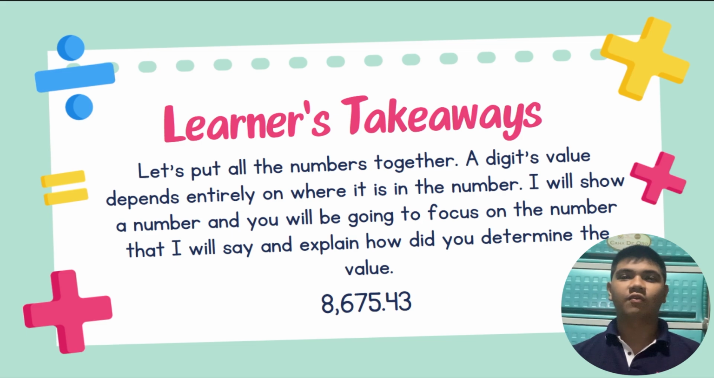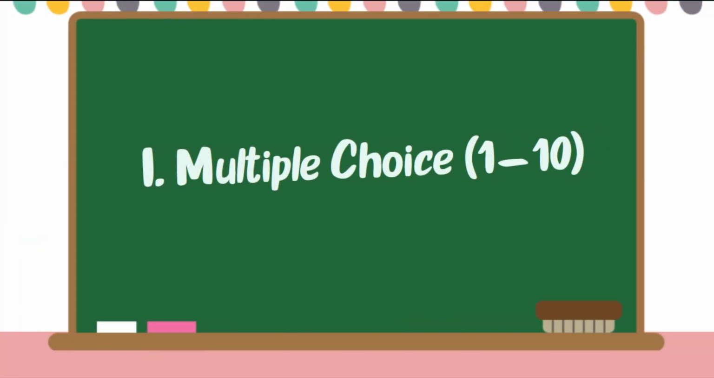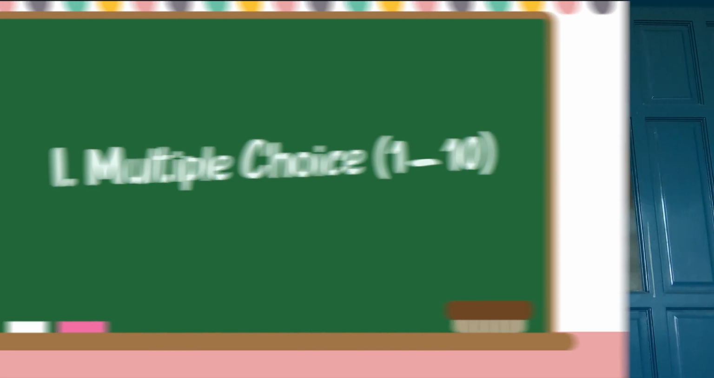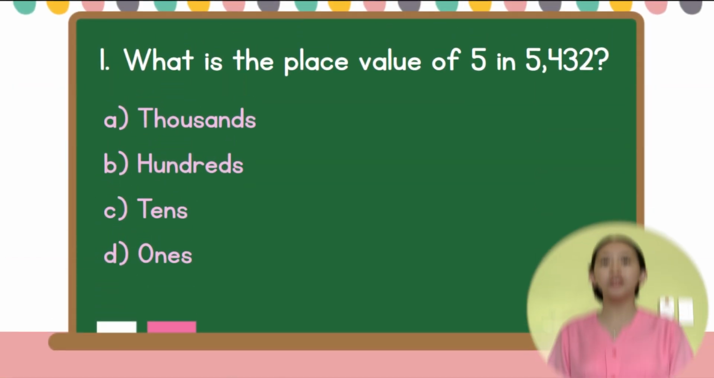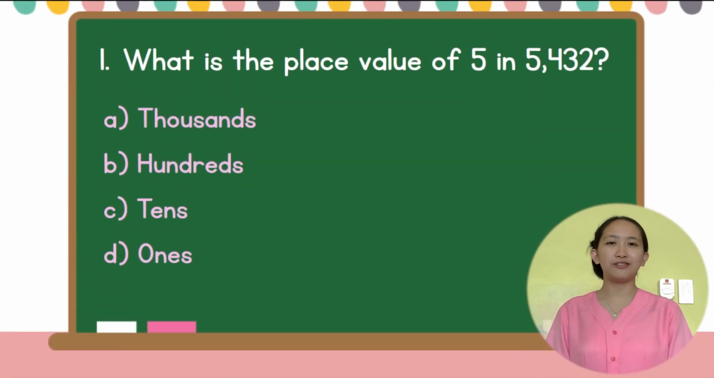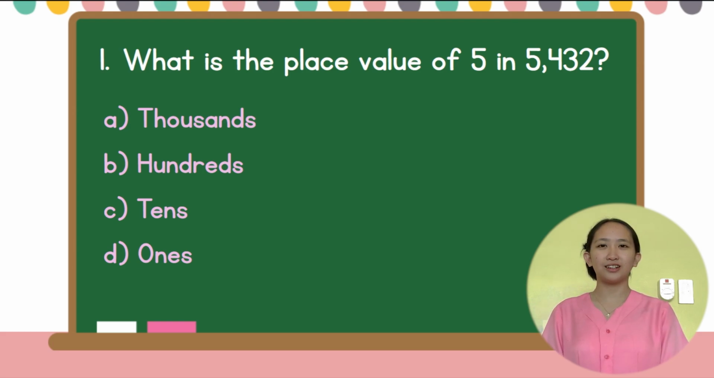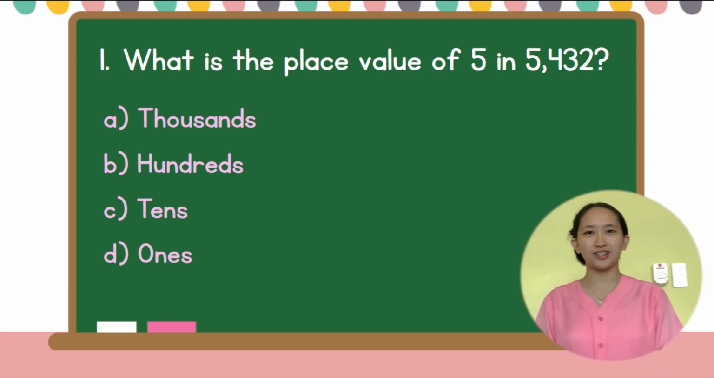Very good, grade 4. Para sa ating evaluation, sasagot tayo ng multiple choice and it comprises 10 items. So you will choose the letter of the correct answer. Number 1. What is the place value of 5 in 5,430? A. Thousands, B. Hundreds, C. Tens, D. Ones. You have 10 seconds to answer.